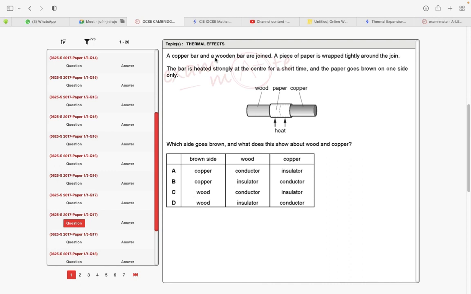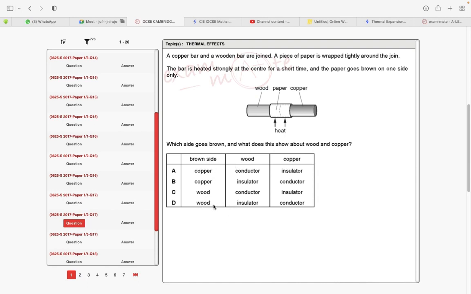A copper bar and a wooden bar are joined. A piece of paper is wrapped tightly around the joint. Now the bar is heated strongly at the center for a short time, and the paper goes brown on one side only. Which side goes brown, and what does this show about the wood and the copper? You say it's D.